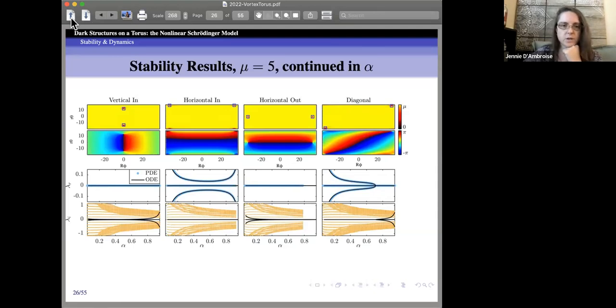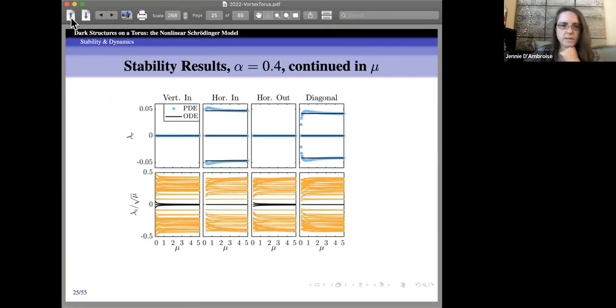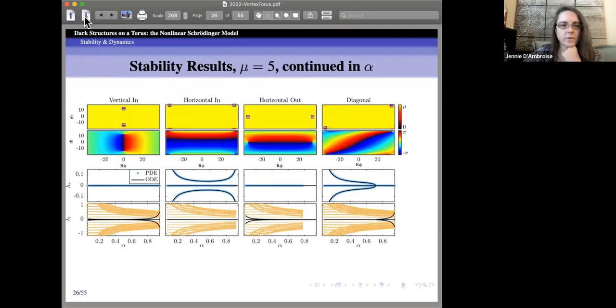So for the stability results, this is the continuation for a fixed alpha continued in mu, where you can see that as mu gets larger, the correspondence between the ODE and the PDE results improves. Here, this is just for mu equal to 5, continuation in alpha, and you can see a very good correspondence between the results for all alpha values, as long as the mu value is pretty high. And again, these little boxes represent the results in the ODE model, whereas the actual solution plotted here is from the PDE.